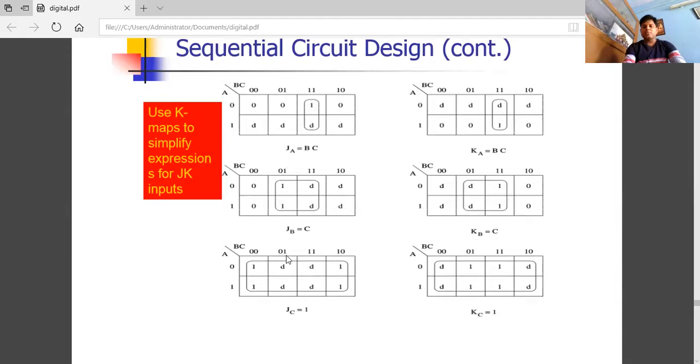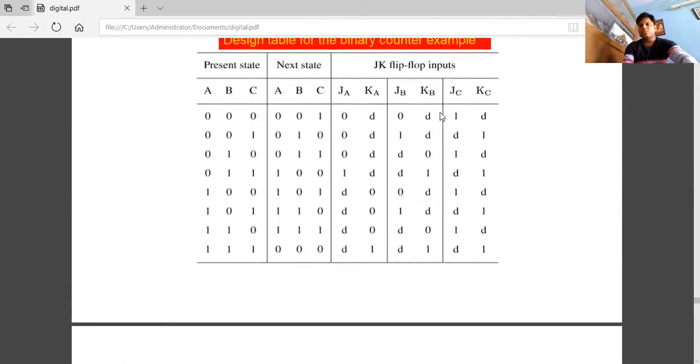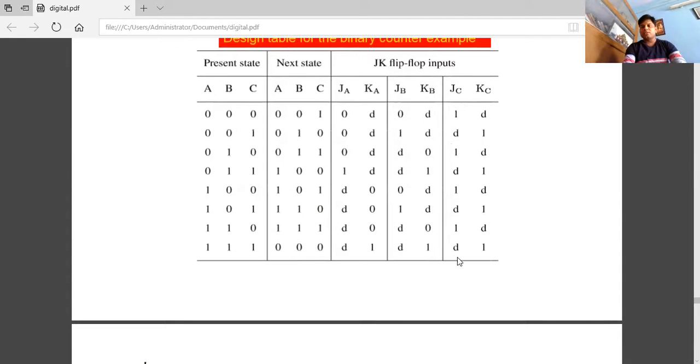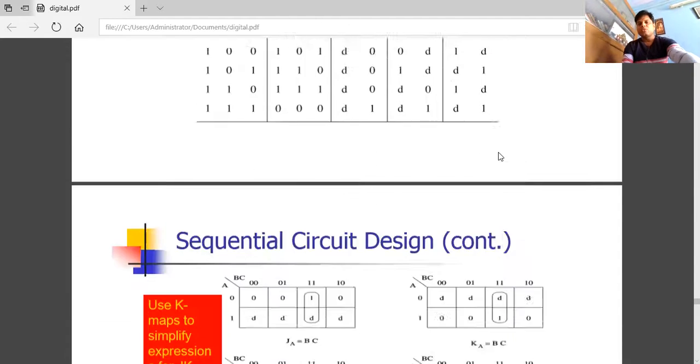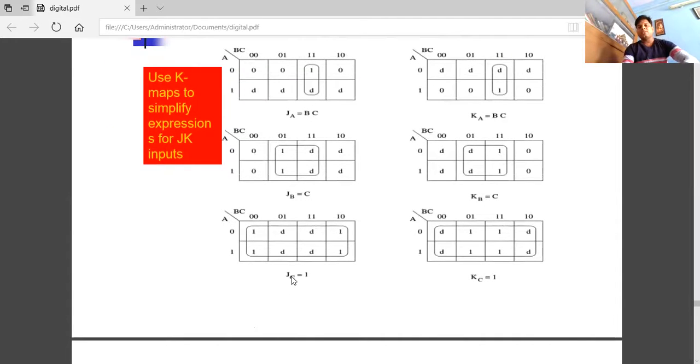Again for JC we have to fill the value for input section ABC, and KC is also to be filled according to the ABC values. So JC has 1 octet given, so JC is equal to 1 and KC is also equal to 1. This is the K-map equation.